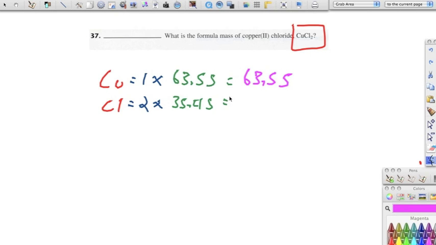63.55, and chlorine is going to be 70.90. We go ahead and add those guys up to get our answer, and our answer is going to be 134.45, and we just change the units. It's now AMUs.